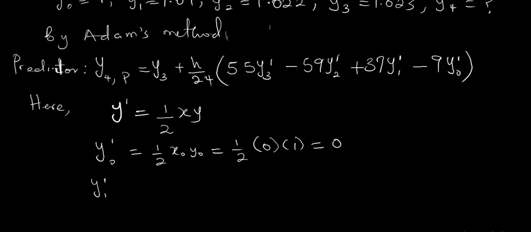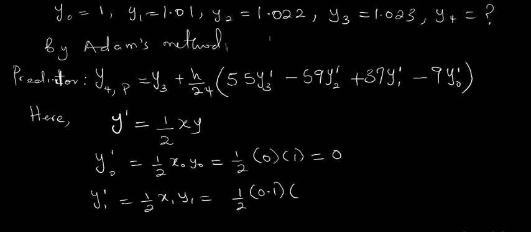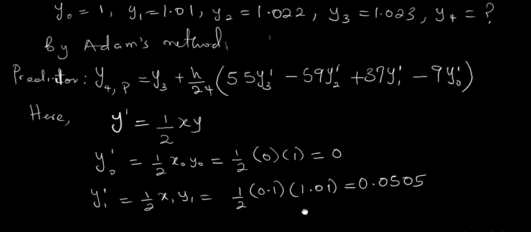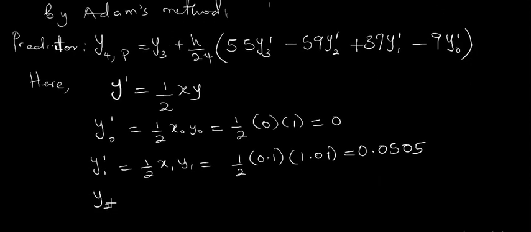y's. So y1 prime is 1 over 2 x1 y1, so that's going to be half of, our x1 is actually 0.1, we have the values there, times our y1, which is 1.01. If I use my calculator correctly, I should get 0.0505.